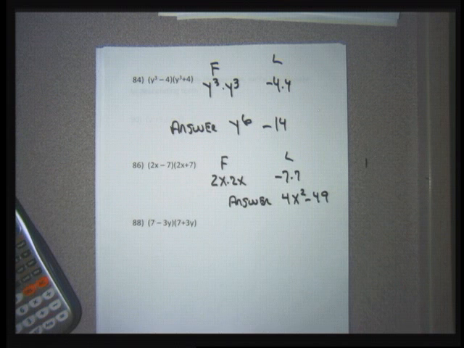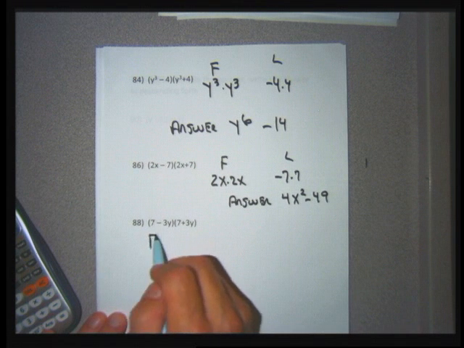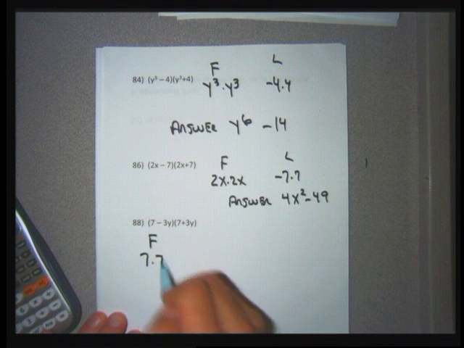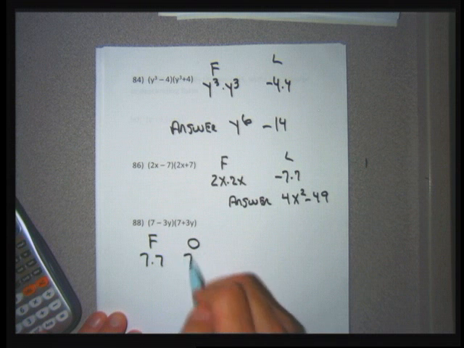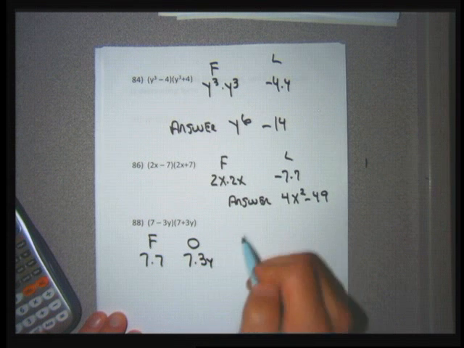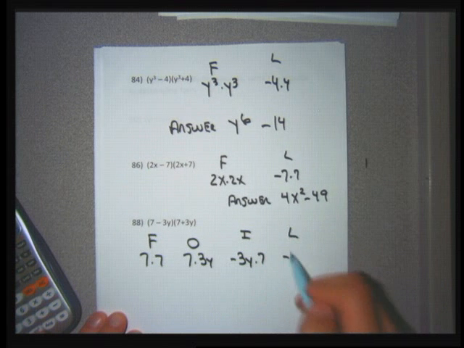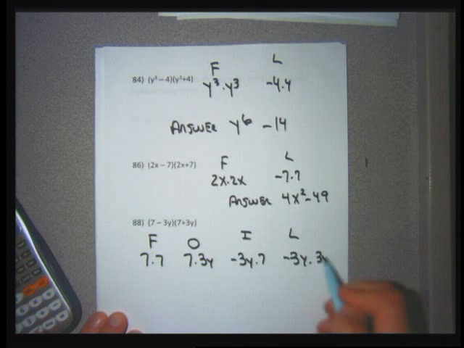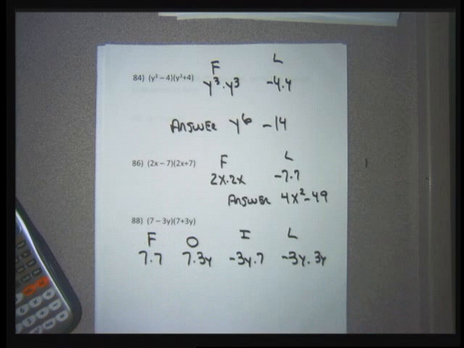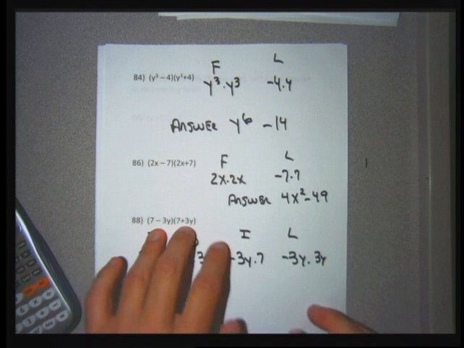Like on 88, if I wanted to go foil, I can go firsts, 7 times 7, outers, 7 times 3y, inners, minus 3y times 7, lasts, minus 3y times 3y. You can always multiply two binomials by foiling. That will always work. You can only shortcut it if you have conjugate pairs or differences of squares, which means you have the same contents but different signs.